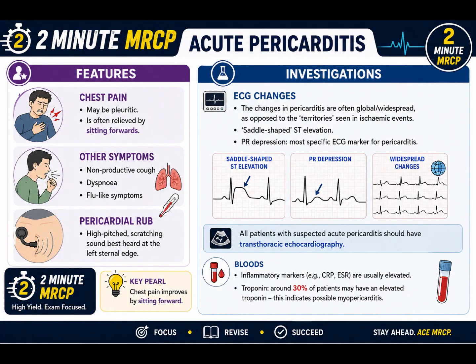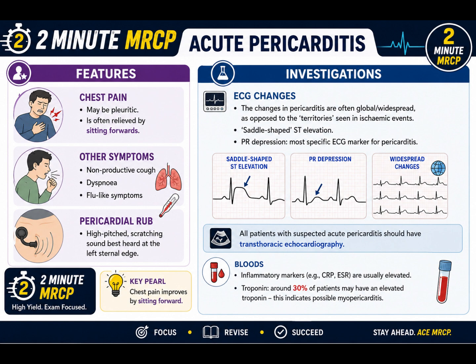Now let's look at the clinical features. The classic symptom is chest pain. This pain is often pleuritic, meaning it worsens with deep inspiration. A key exam clue is that the pain is usually relieved by sitting forward and worsened when lying flat.